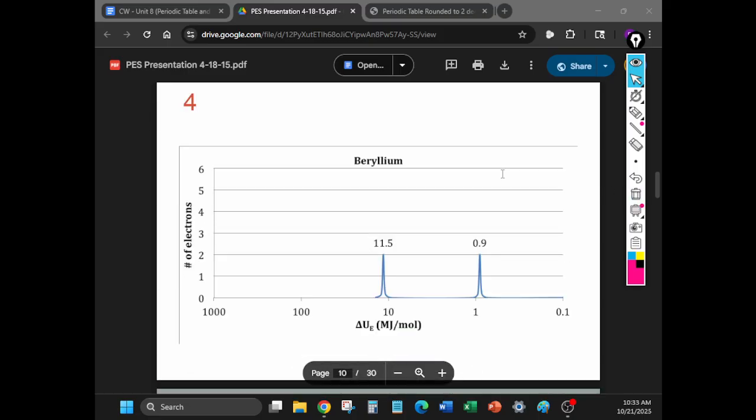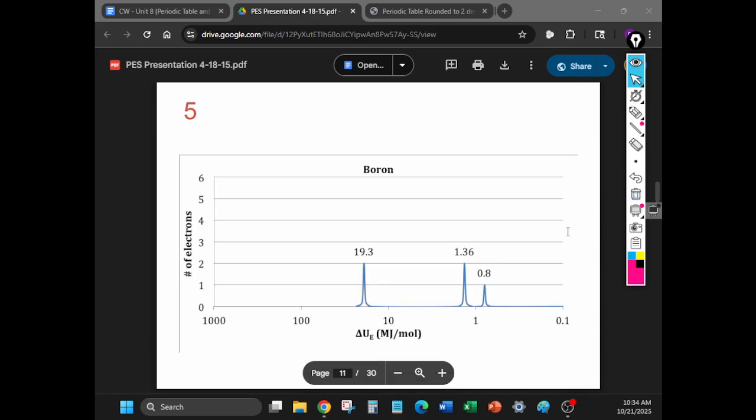If we take a look at beryllium, it's 1s2, 2s2, right? And so there are 4 electrons, and so we have 2 peaks. This one is the 1s subshell. This is the 2s subshell. And if you look, there's 2 peaks, and they're equal height because they have 2 electrons in each. Okay. All right, we'll move on to boron.